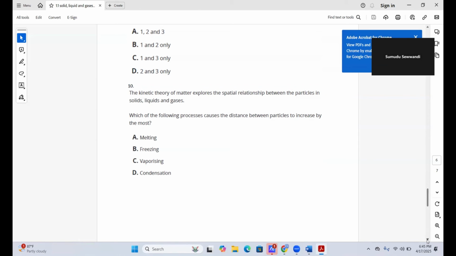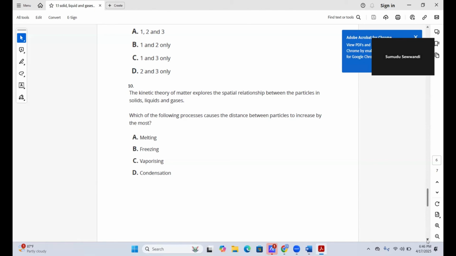Melting. This is the transition from a solid to liquid. Particles gain energy and move further apart, but they remain relatively close. Freezing. This is the transition from a liquid to a solid. Particles lose energy and move closer together. Vaporization. This is the transition from a liquid to a gas. Particles gain a significant amount of energy and move very far apart. Condensation. This is the transition from a gas to a liquid. Particles lose energy and move closer together.